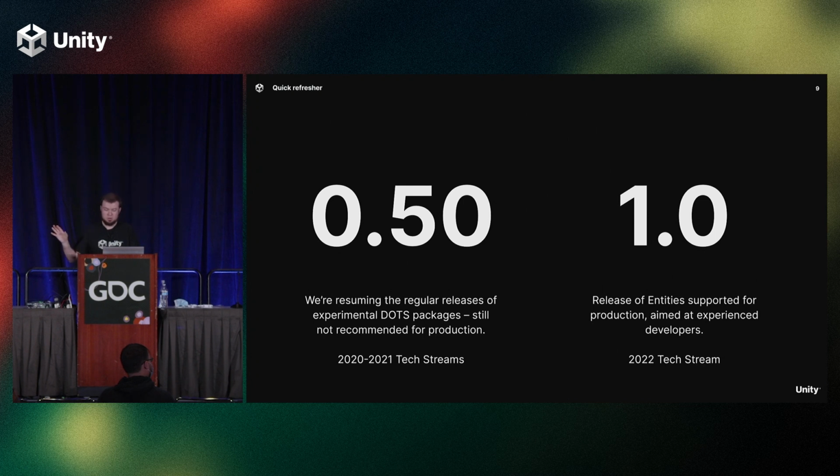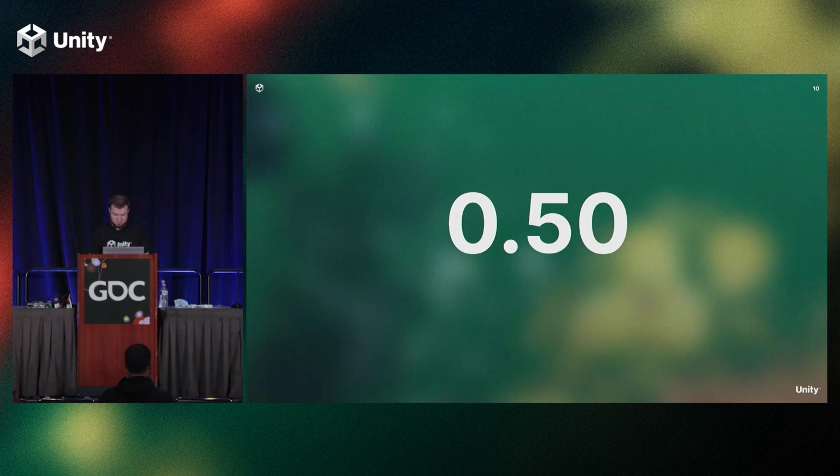And then we have 1.0. 1.0 is coming up for the 2022 tech stream, so think around LTS kind of time frame. And this marks the actual release of the entities package with support for use in production. But it will still be aimed at experienced developers that know Dots and Unity to some extent. So let's start with 0.50.